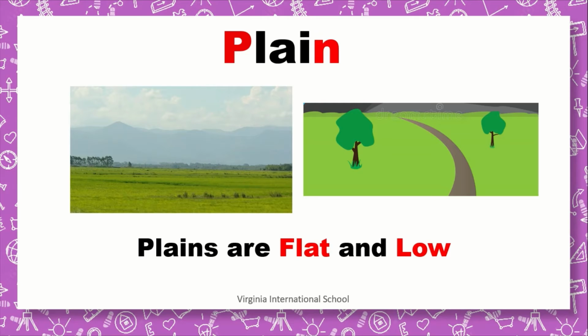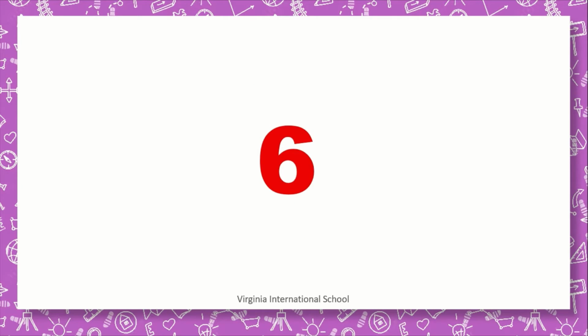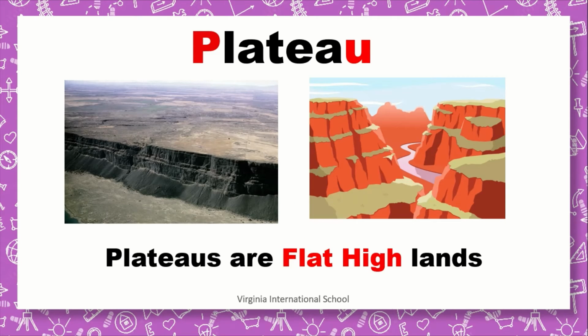They're flat grounds where we can build houses. We cannot build a house on a mountain or a valley, but we can build a house on a plain, flat, and that we can walk on. Number six is a plateau. Plateaus are flat, high lands. They're kind of like mountains. They're up high, but then they go flat. And that's called a plateau. It starts with a P and ends with a U. Plateau. It's a flat, high land.